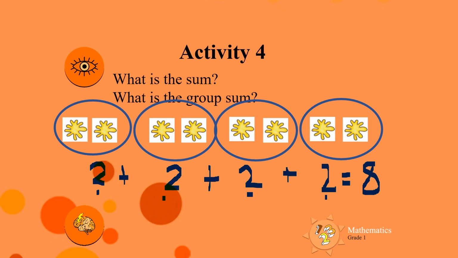Do you know what the group sum is? How many groups are there, girls and boys? The group is a circle. There are 4 groups of 2. And 4 groups of 2 is equal to 8. Right. 4 groups of 2. Let's go to the next one.